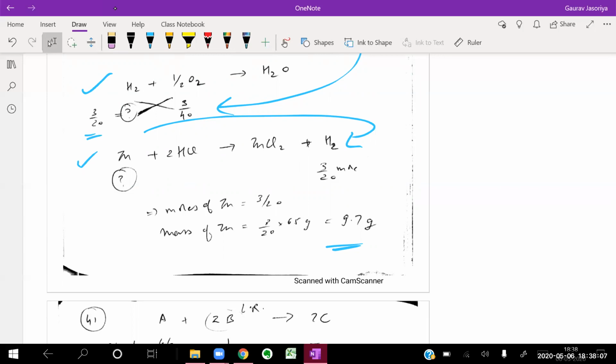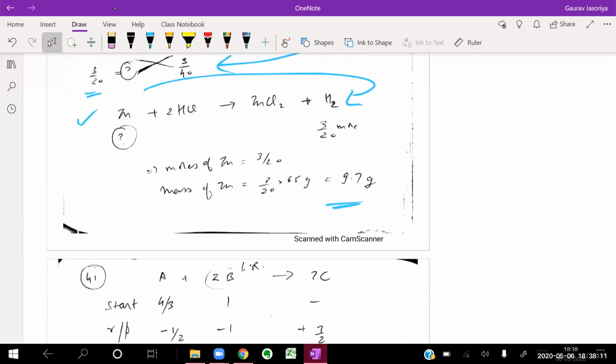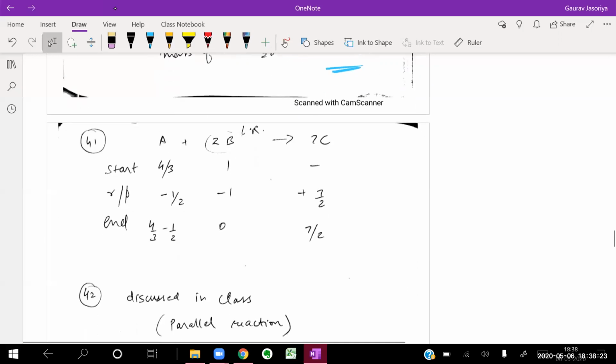In objective questions, what happens is the options come in front of you, so you are able to actually see what the quantity is that is being asked. So here, only when you look back into the answer do you realize that mass is asked, so then you compute the mass. Otherwise, someone might even stop at moles.